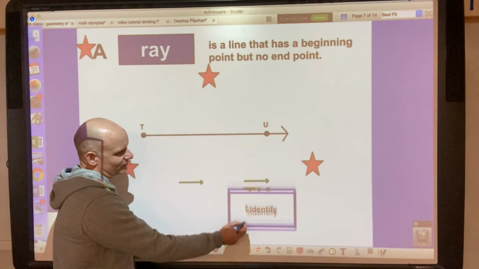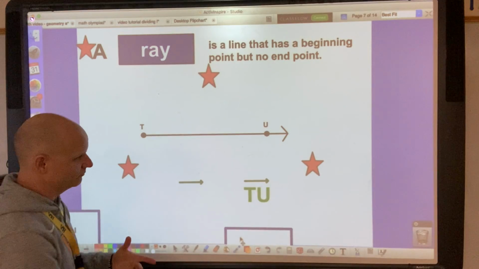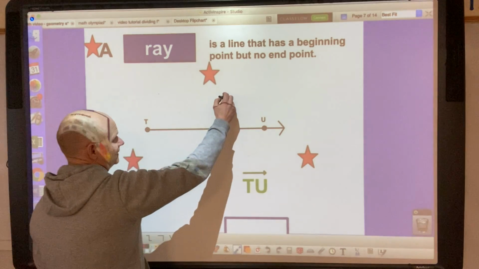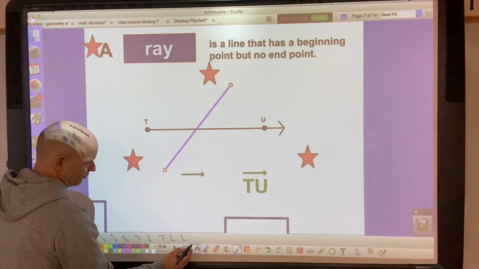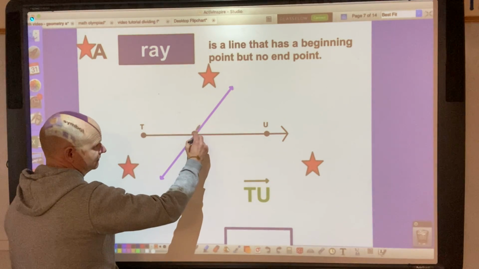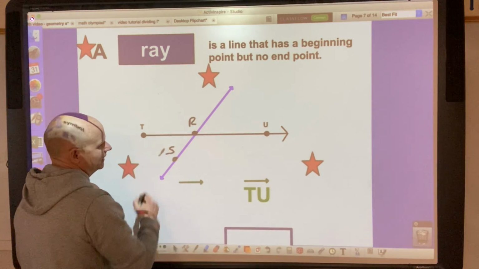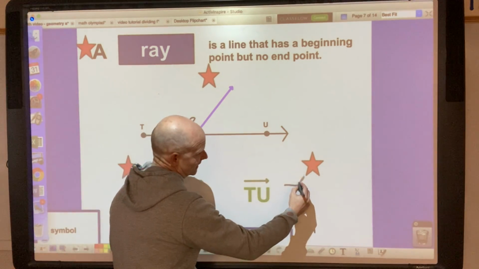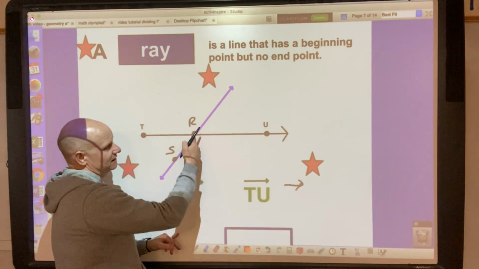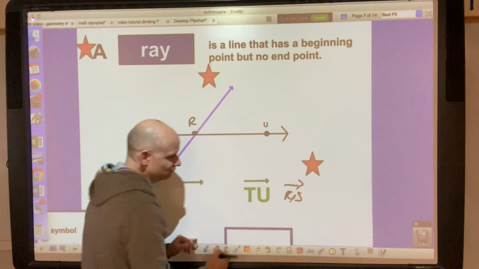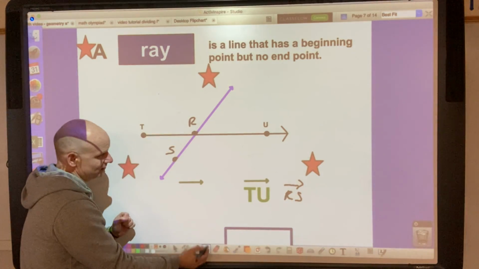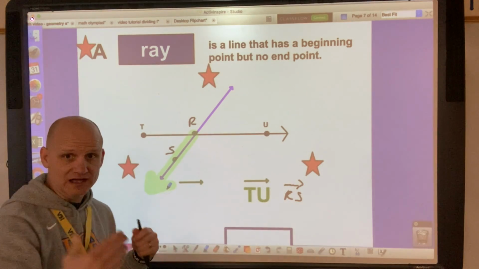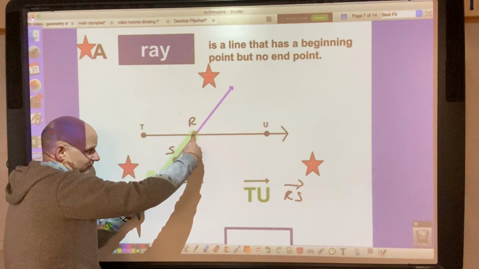And whenever you identify a ray, you just use 2 points. You always use 2 points. So here, this is ray TU. I can do something like this. I can have a line right here, and I can have a point here, and a point here. And if I want to identify, I can identify a ray on this line. I could say ray RS. And if I write that down, ray RS, I know I'm talking about from here to here. I'm starting at this beginning point, going this direction. It's on a line, but we're identifying the ray from here to here.